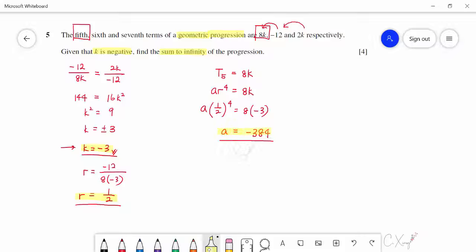Again, this is not my final answer yet because my final answer is to calculate the sum to infinity. Right, so to get the sum to infinity, S infinity equals a divided by 1 minus r. By just substituting all the values that we got just now, then eventually we'll get the sum to infinity, which is negative 768.